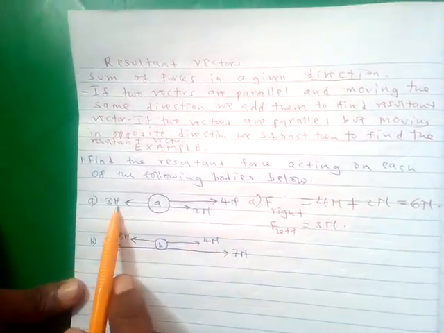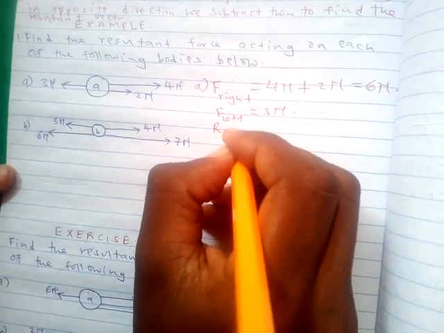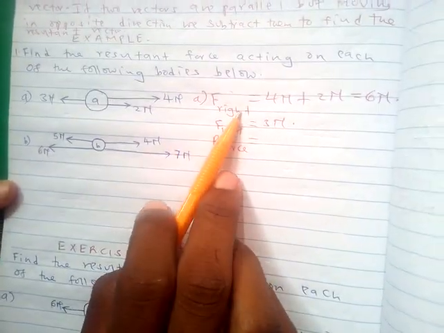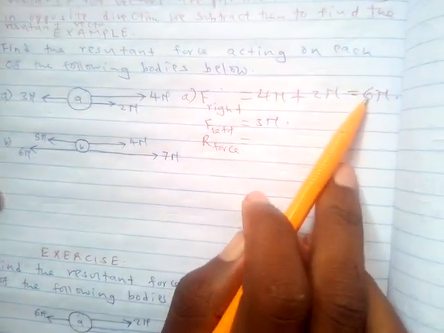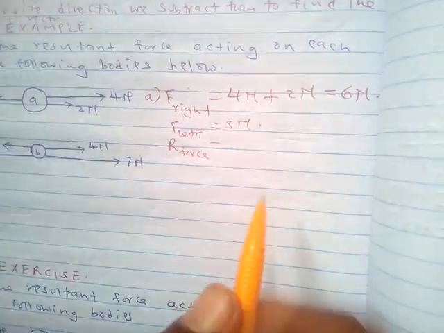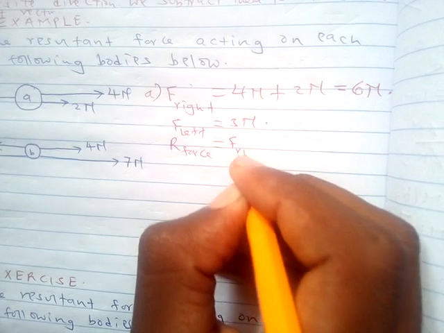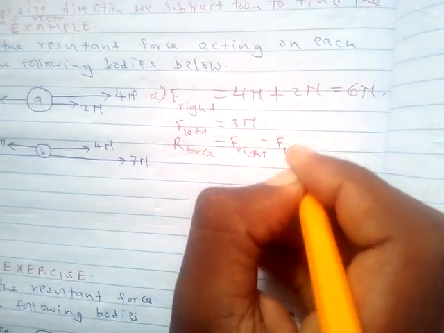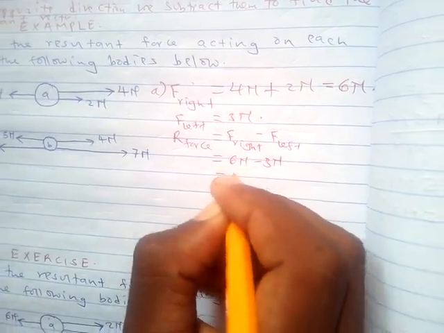Because 3 Newton is moving in the opposite direction to the 4 Newton and 2 Newton, the resultant force acting on that will be force on the right hand side minus force on the left hand side. I've begun with the right hand side because I'm assuming the right hand side represents my positive direction. So F resultant equals F right minus F left, which is 6 Newton minus 3 Newton, equal to 3 Newton. That is the resultant force for part A.